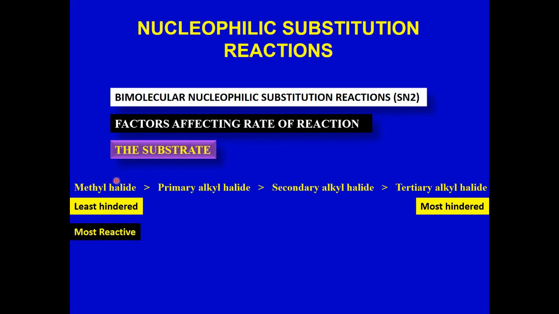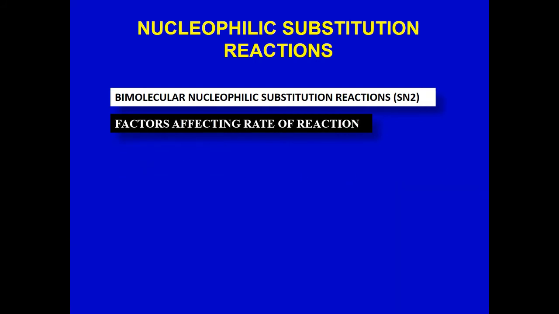This methyl halide, which is the least hindered, will be most reactive in an SN2 reaction mechanism, while the tertiary alkyl halide will be the least reactive. And so it shows that methyl halide will have the highest rate.